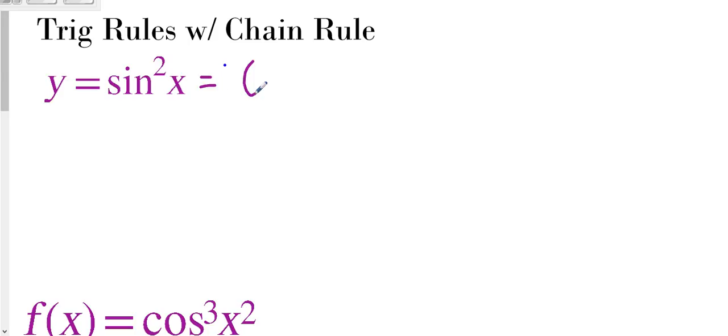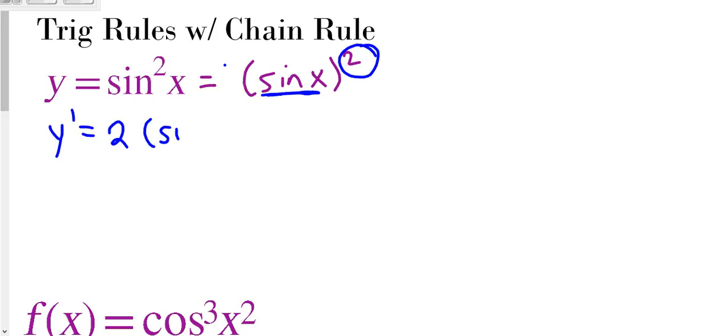as sine x squared. So our outside function is the squared. Our inside function is sine. So to take the derivative of this, we need to follow the chain rule. To follow the chain rule, we bring the 2 down. We leave sine x alone. And then we subtract 1 from the power. So we'll leave a power of 1.